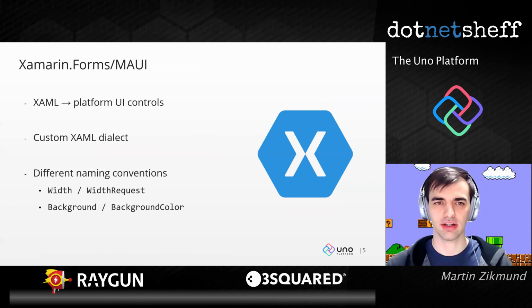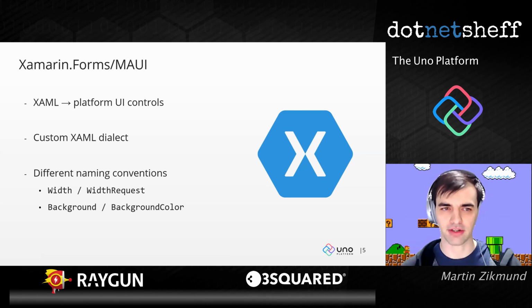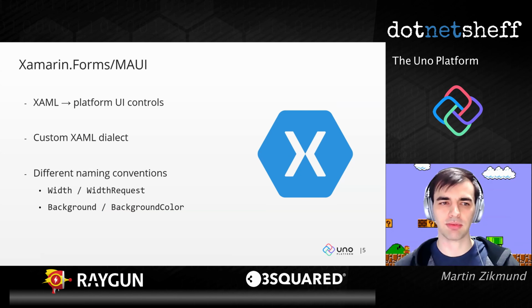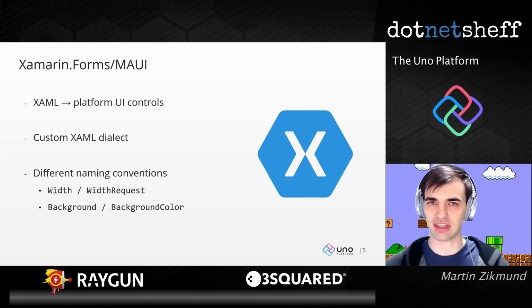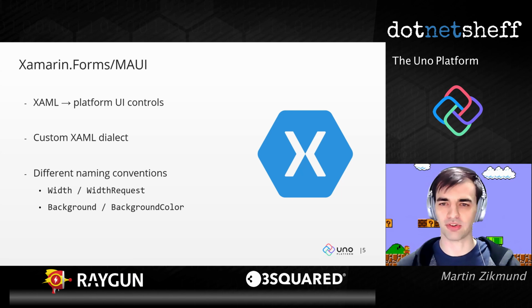Xamarin Forms, or MAUI, as it's going to be called in the future, is a solution from Microsoft, which aims to replace the presentation layer with one single language. And in this case, it's XAML. XAML in Xamarin Forms is quite similar to what we know from Windows Presentation Foundation, but it's also different. The dialect has some differences, like different naming conventions and different capabilities. And that's because of how Xamarin Forms is designed.